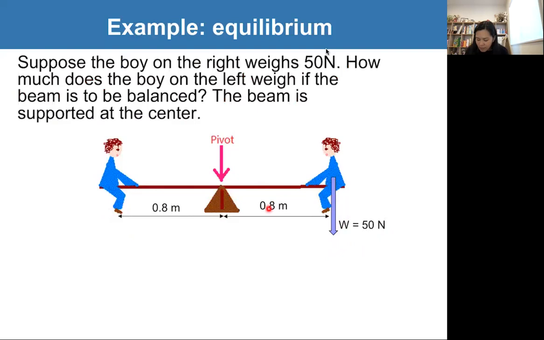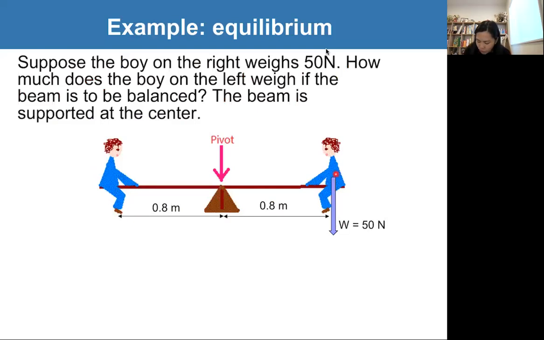The distance between the support and the boy on the right is 0.8 meters, and the distance between the support and the boy on the left is also 0.8 meters. So the distance is the same. What should be the weight of the boy on the left? Just thinking about it intuitively, the boy on the left should have the same weight as the boy on the right.